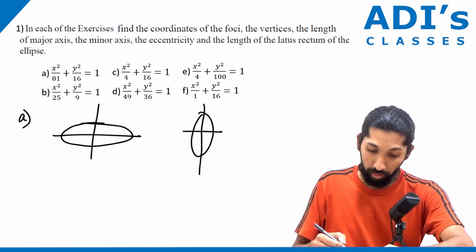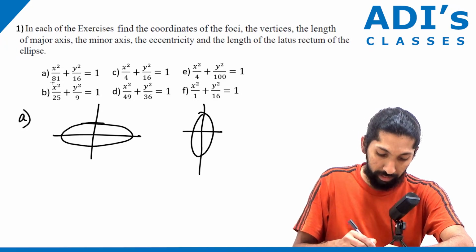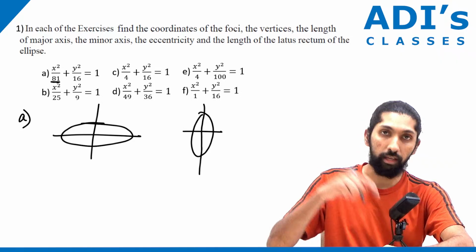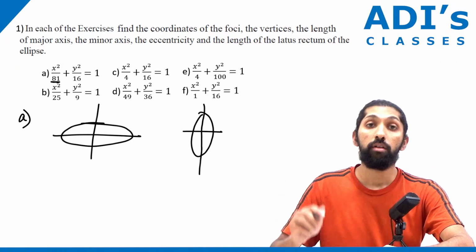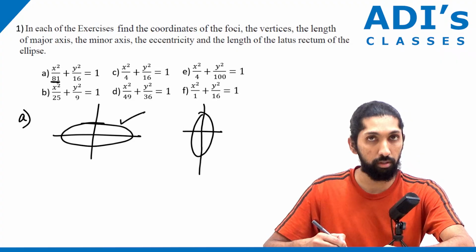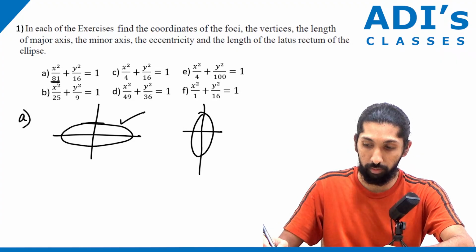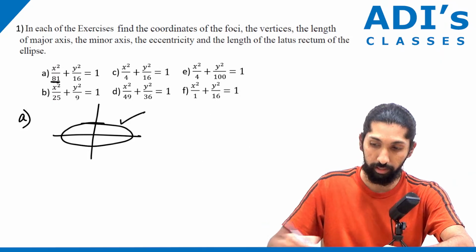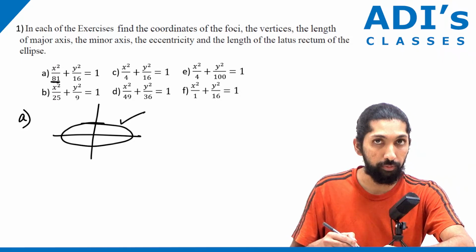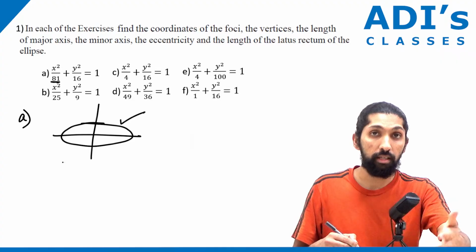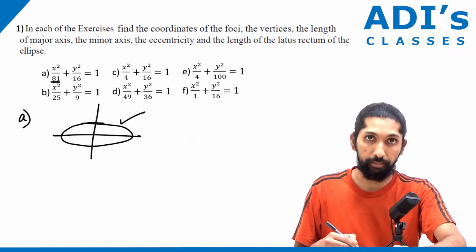Now here, since 81 is here, that means a square is greater than b square, or a is greater than b. So because of this, this is going to be a horizontal ellipse. It's not a vertical one. Correct? So we can eliminate this one. This is not the ellipse we are looking at. We are looking at this type of ellipse. Let's write down what is A, B, C, E. Everything we'll have to calculate.